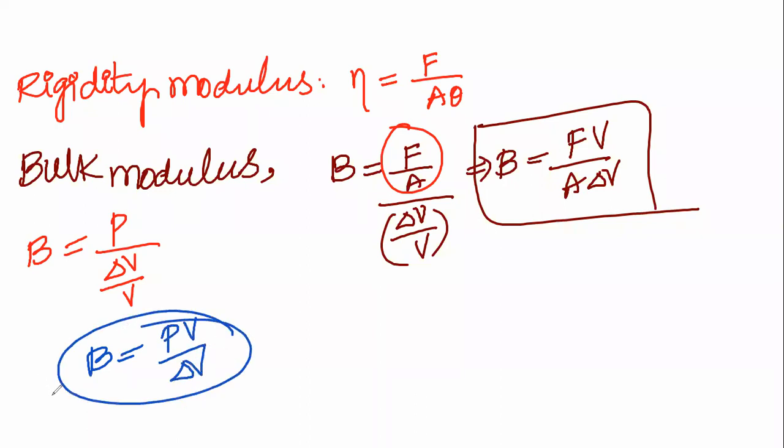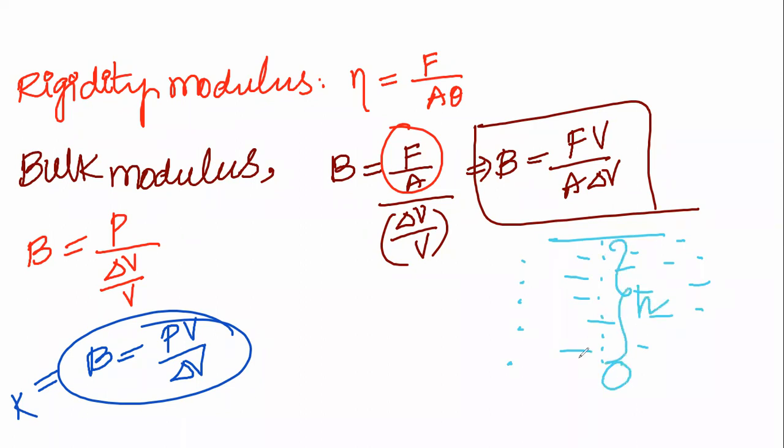K equals PV divided by delta V. Let us suppose the bulk modulus is taken as K. Then a rubber ball is taken in a lake, to a depth H from the surface of the liquid. What is the decrease in its volume?